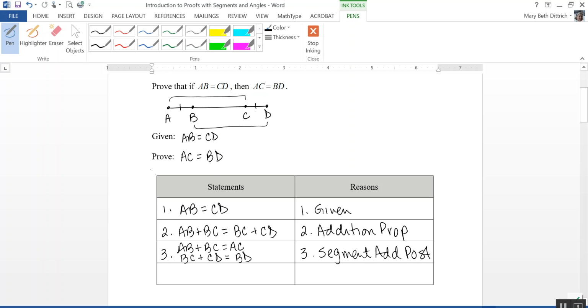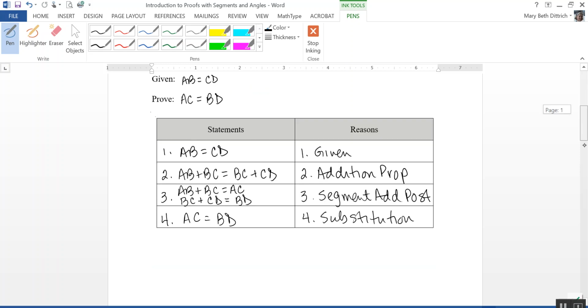So notice that I have AB plus BC equals AC, BC plus CD equals BD. I have one more step to do because up above I said that this was equal to this. Well, AB plus BC is AC, and BC plus CD is equal to BD, and I know that those two are equal to each other. And the reason that I could do that is by substitution. I knew that these two statements here were equal to each other, so I can substitute and say that these two are equal to each other. And there we're finished with that proof.